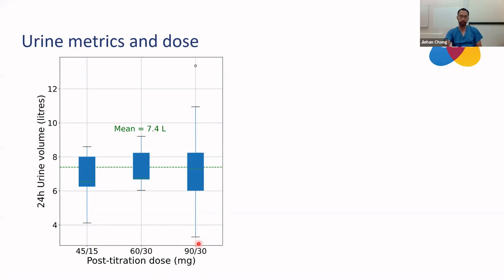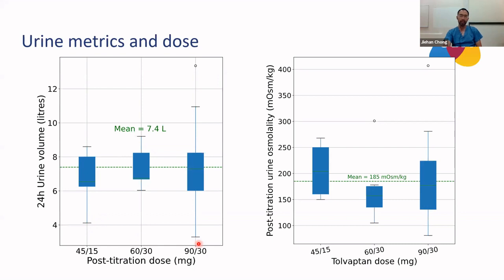We mainly use the spot osmolalities to try and identify problems with patient compliance. In this cohort, the mean osmolality by the end of dose titration was 185 milliosmoles per kilo, and there weren't any significant differences between the dose groups in this measurement.